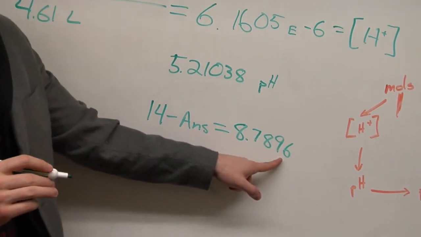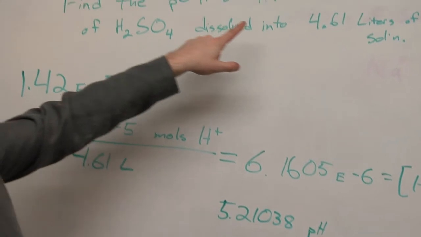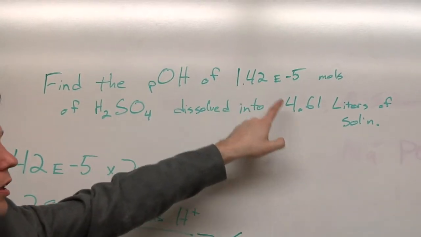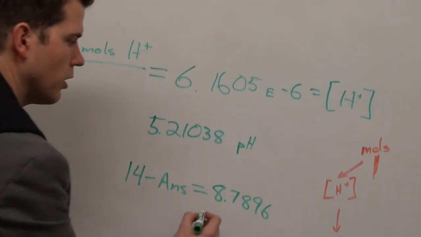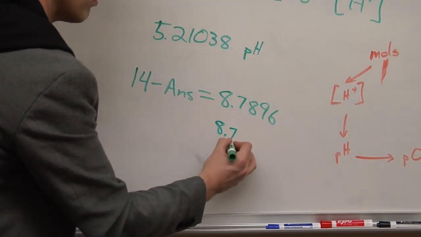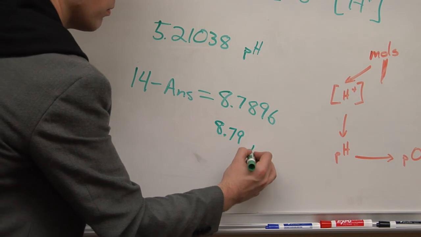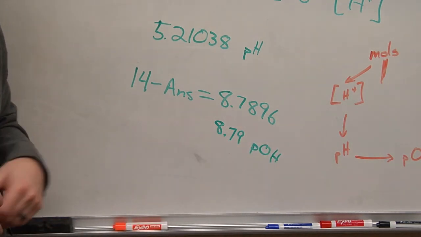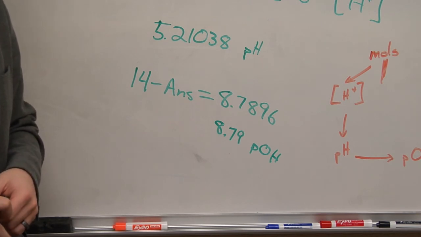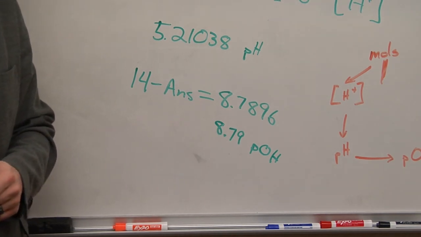But because of significant figures, when we look back at the original, we had 3 here and 3 here, so our final answer should become 8.79 would be the correct pOH for the situation described earlier.